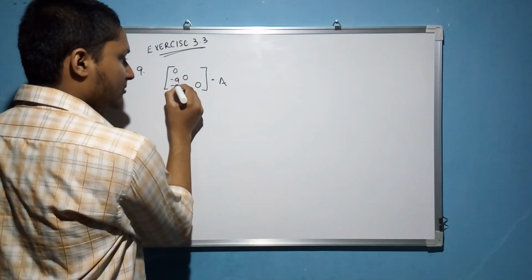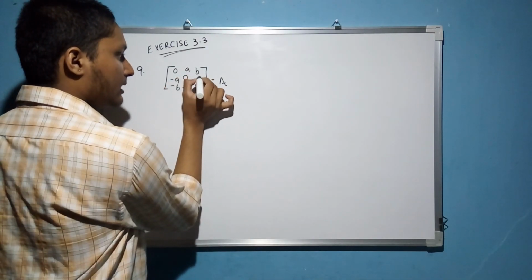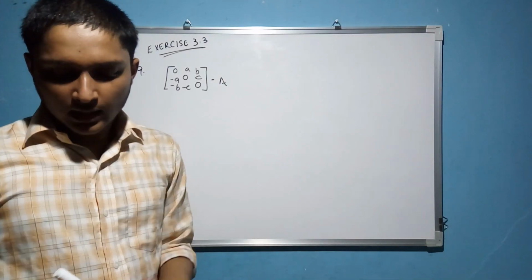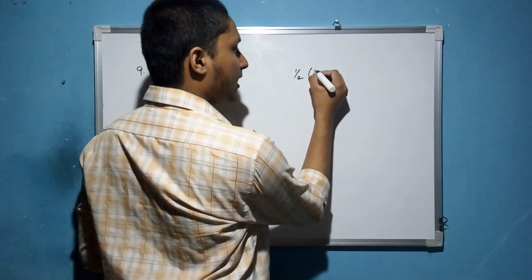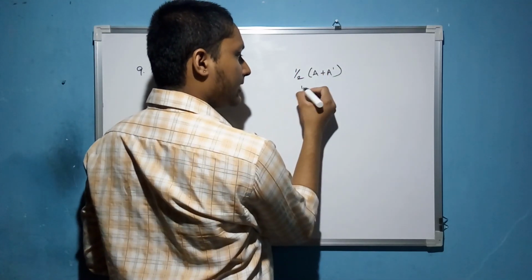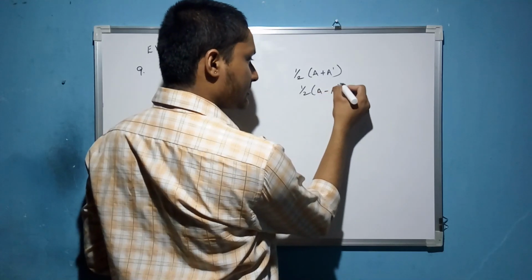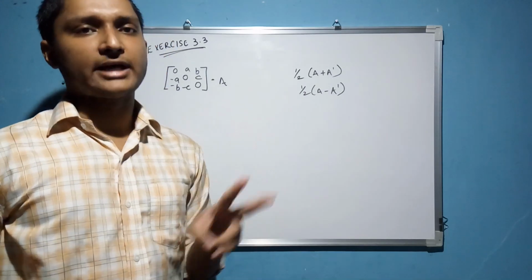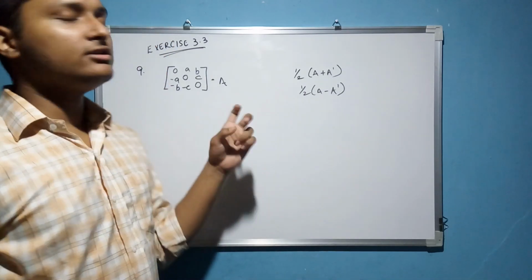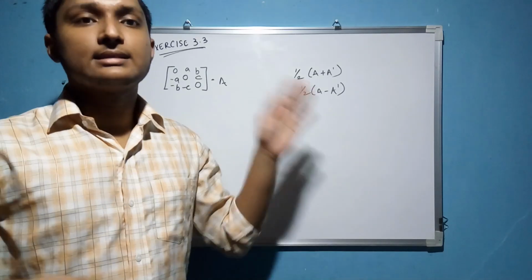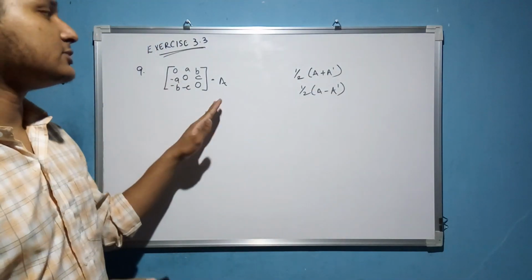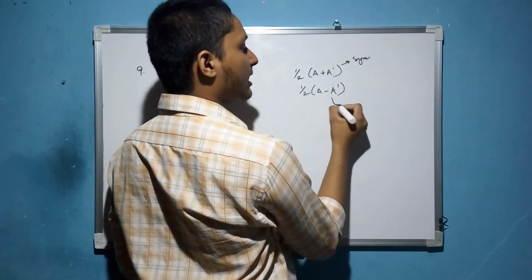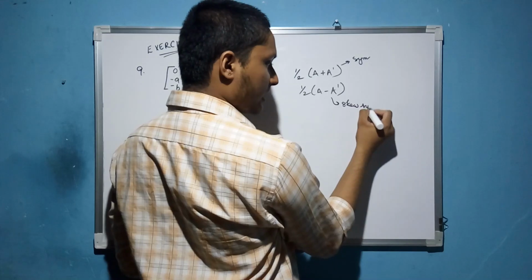Then it is going to be 0, minus A, minus B, A, 0, minus C, B, C, 0. For this, the question is given as half of A plus A transpose and also half of A minus A transpose, you are asked to find out. In the second theorem we understood that it can be written in the form of symmetric as well as skew symmetric, the sum of those two. So if I consider this to be the sum of these two, this is going to be the symmetric part, and this is the skew symmetric part.